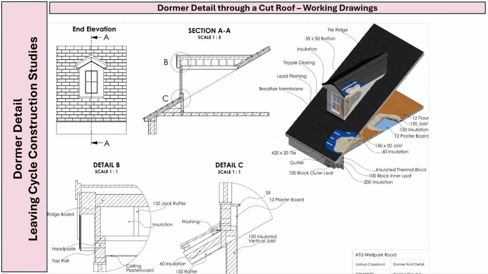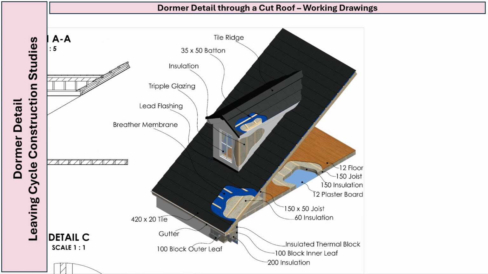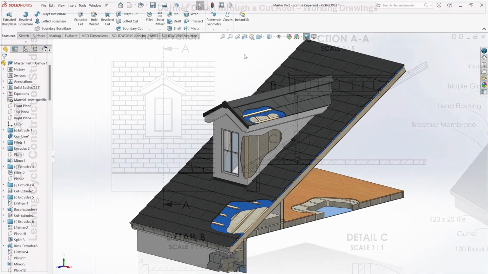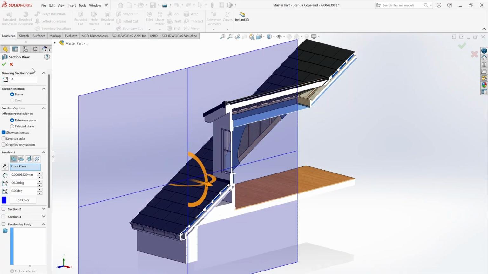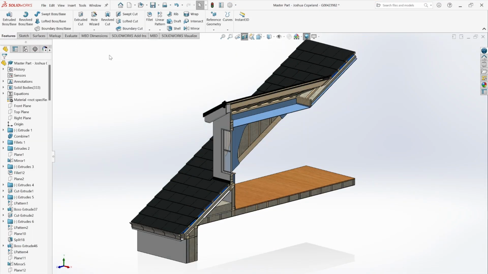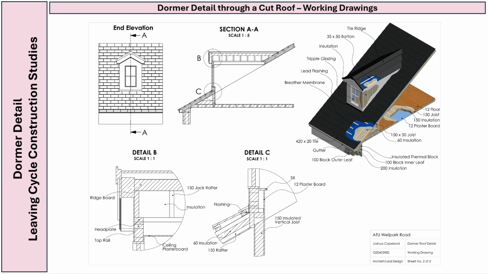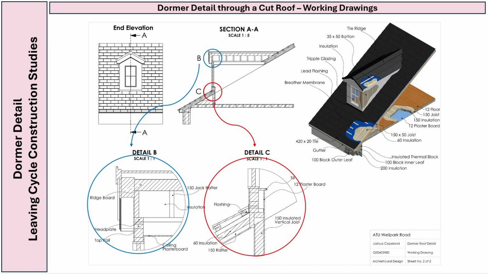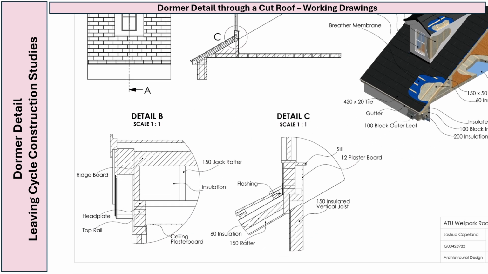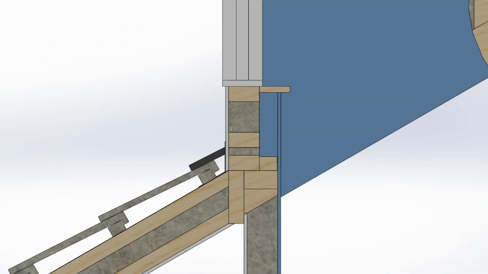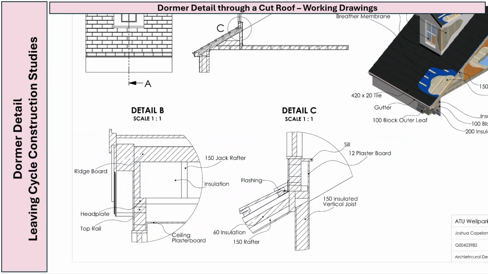The isometric view highlights all of the internal and external components. A sectional view is when we divide the model in half to view its internal structure in greater detail. Using the sectional view, we have the zoomed in details B and C. Detail B showcases the double top plate, common rafters, ridge, soffit and fascia. Detail C highlights the double bottom plates, lead flashing and dormer header.